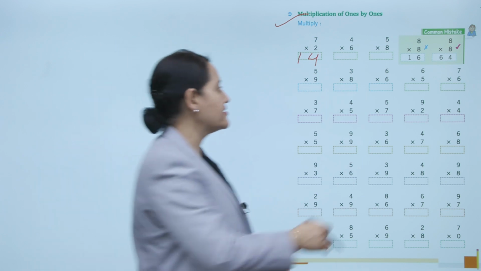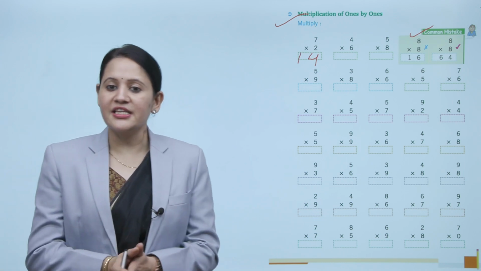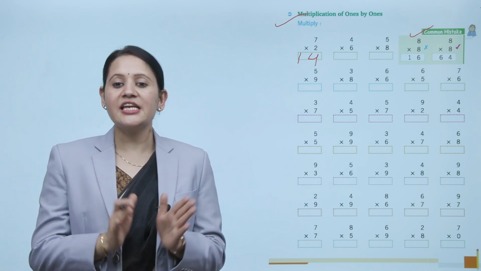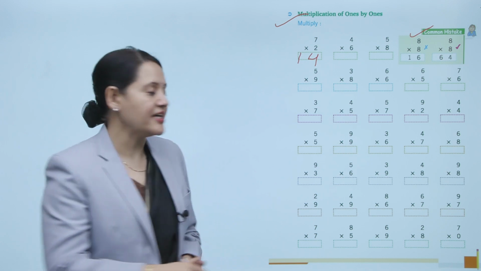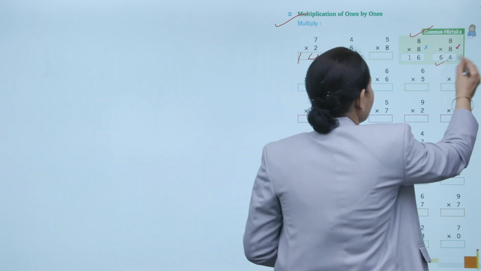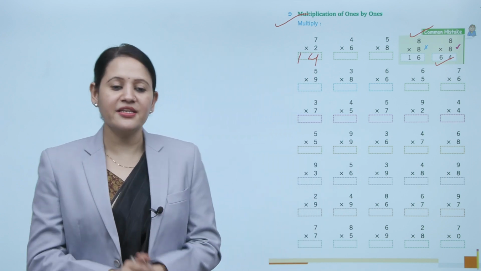Next, common mistakes. 8 into 8 is not 16. 8 into 8 means we have to say the table of 8, 8 times. That is equal to 64. Clear? So this way we will multiply the numbers.